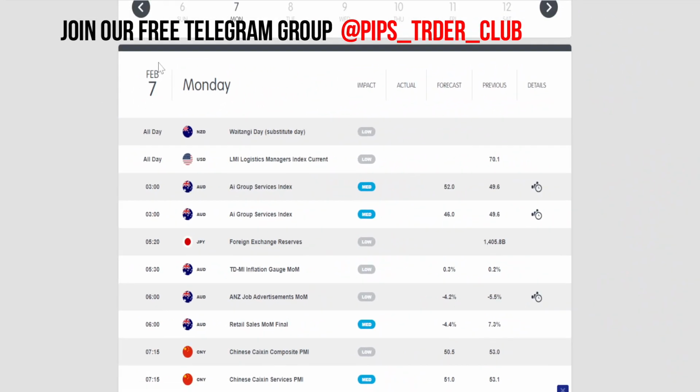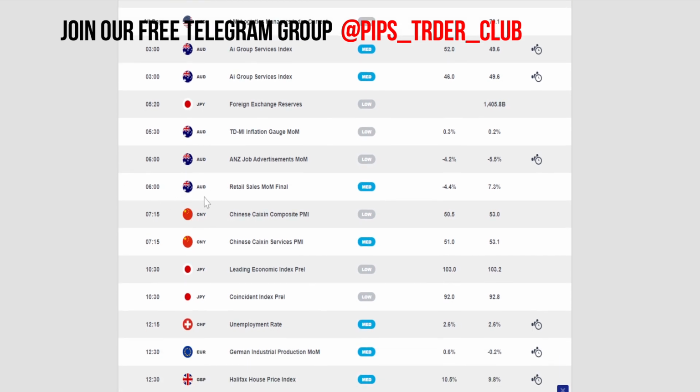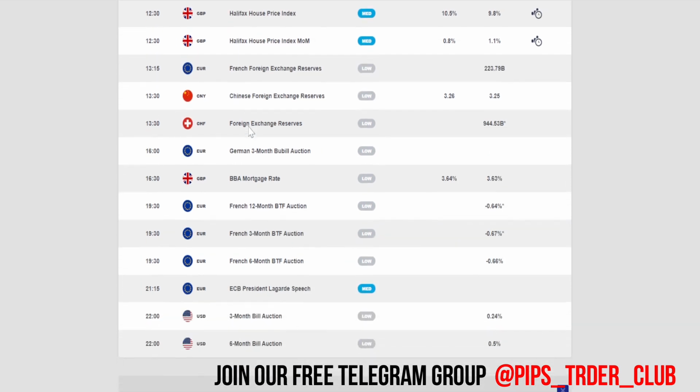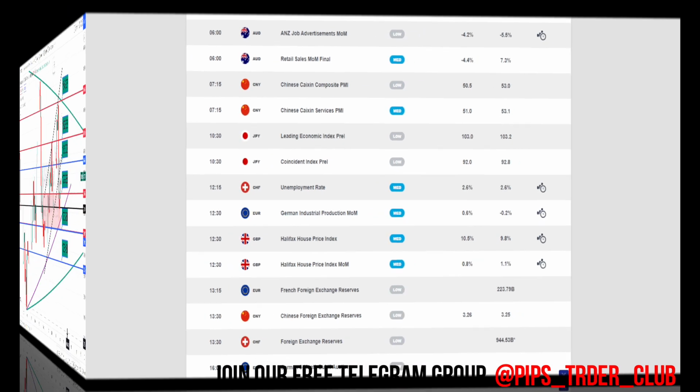Let us look at the economic calendar. Monday will be 7th February. In Australian dollar, we have medium impact news coming at 3 o'clock in the early morning. Then again at 6 o'clock in the morning, we have medium impact news. For Swiss francs also, we have medium impact news. So we have medium impact news for Swiss francs, euro and British pound coming around 12 to 12:30. As we come down again, at 9:15 we have medium impact news for euro. And we don't have any big news for US dollar. Let us start with the analysis.